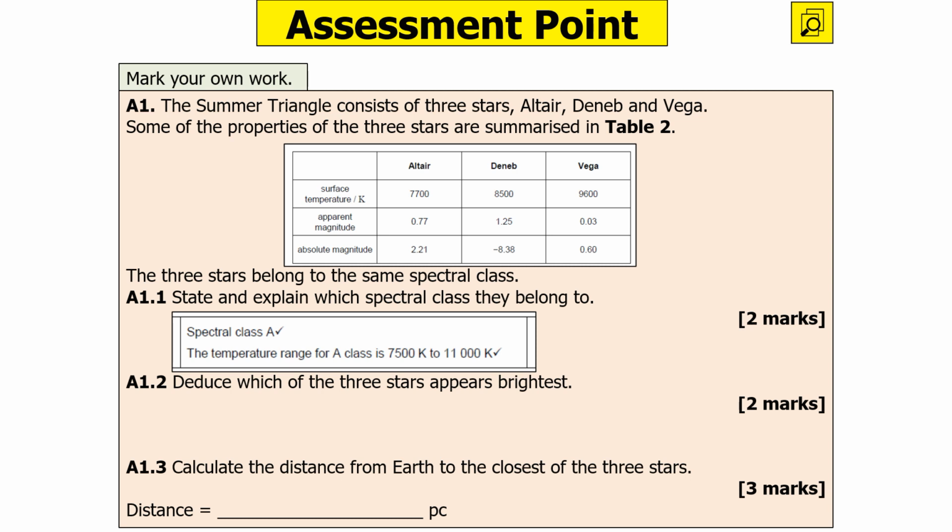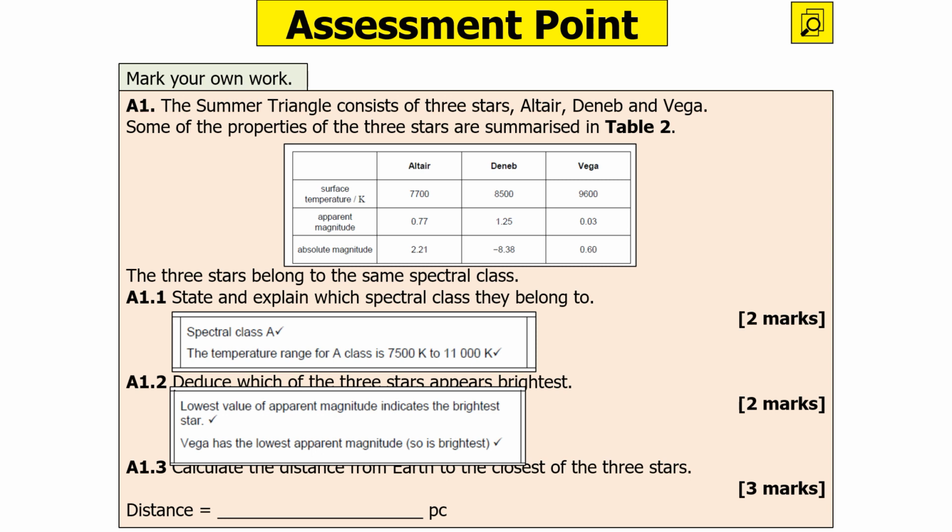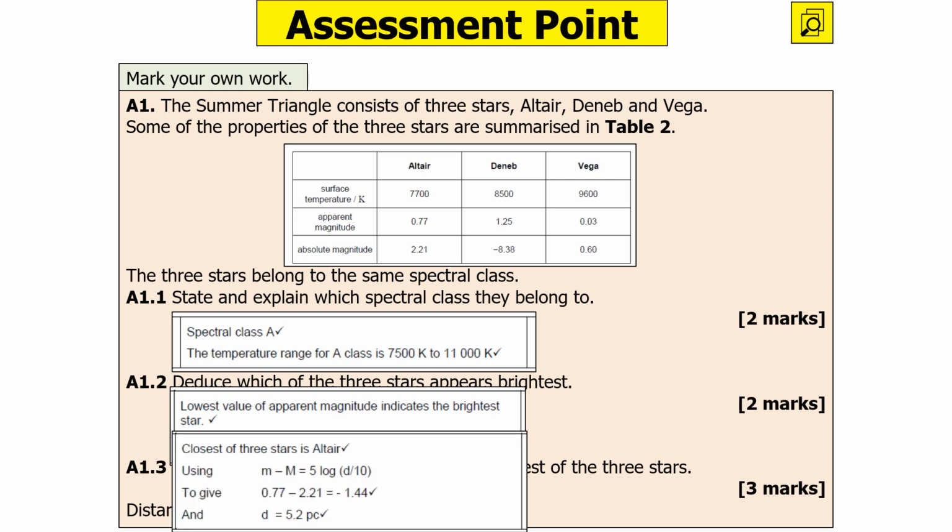Well, that's the one with the most negative apparent magnitude. So therefore it's Vega from the values given. And then the distance to the closest of the stars, well, you should work out that Altair is going to be the closest of the 3 stars.